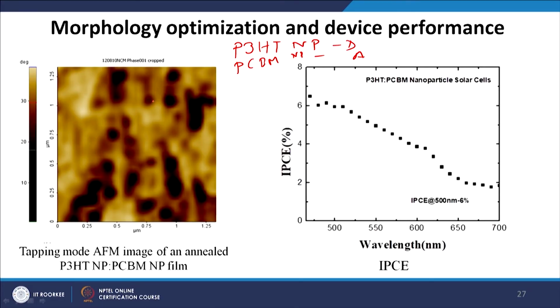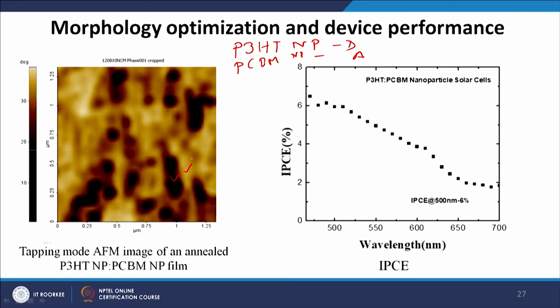If you see this image, you can see two different colors. One is this very dark, black color, and another is this yellowish color. Okay. So this dark black color is the donor phase, the donor P3HT nanoparticle phase, and this yellowish color is the acceptor PCBM nanoparticle phase.